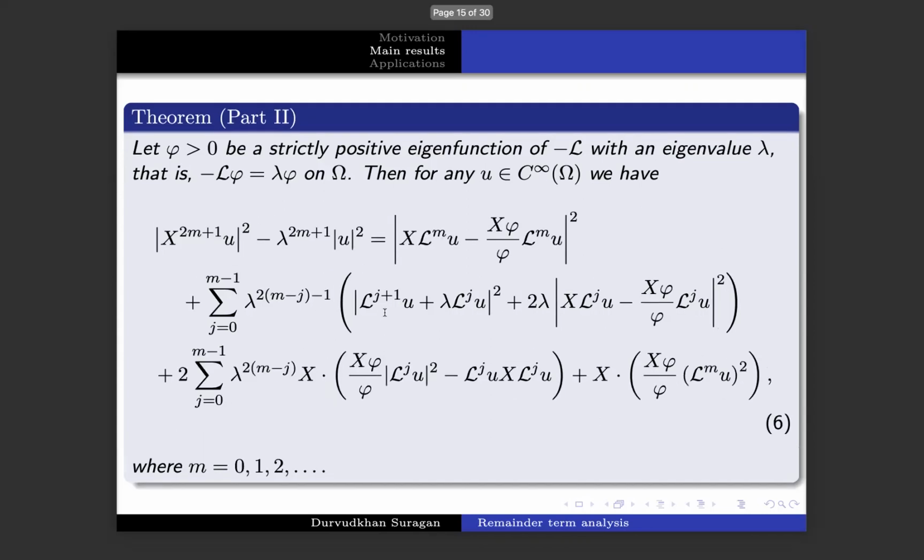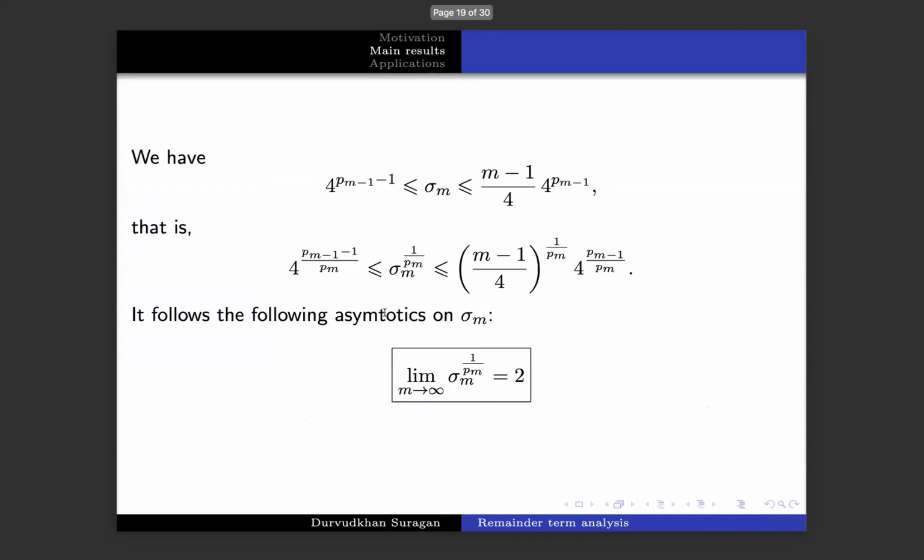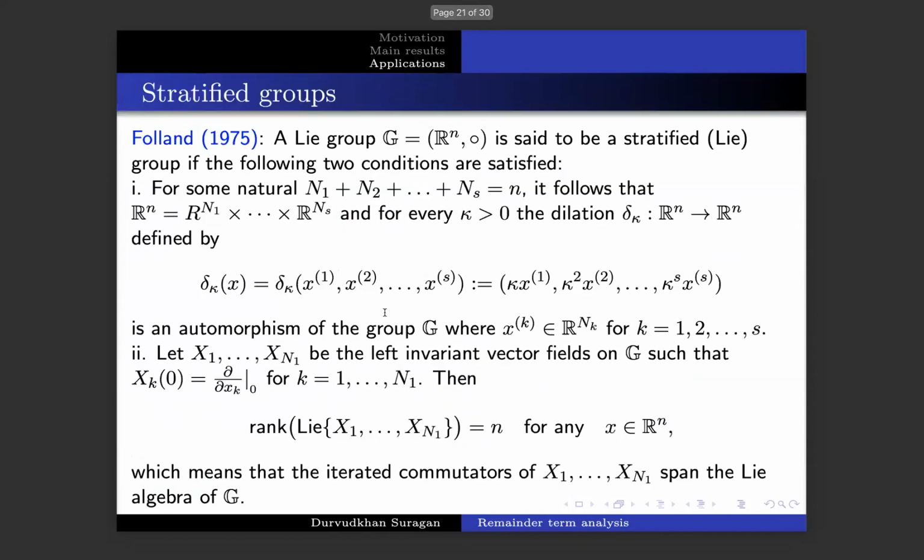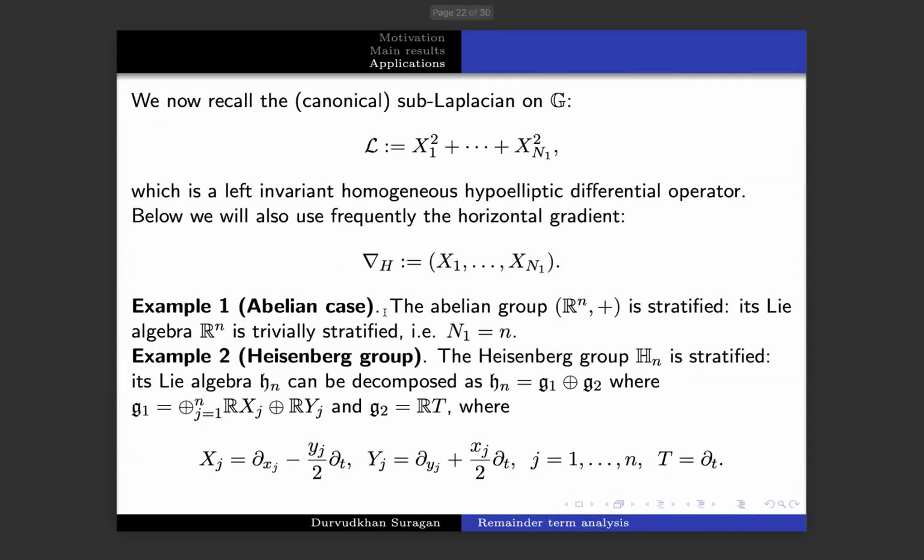So we can, of course, use this relation for stratified groups. Here we have some examples. The first example is a trivial example, which is the only commutative group in this class, the abelian group, the usual Euclidean group, and it is trivially stratified, and we just need to take the topological dimension.